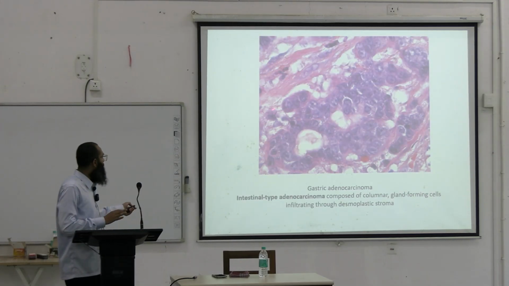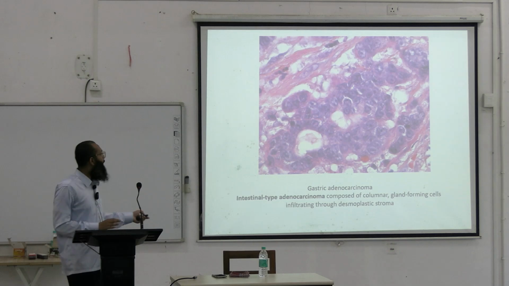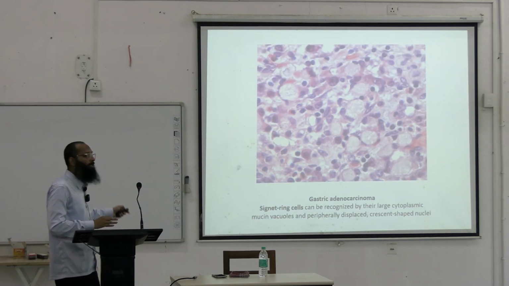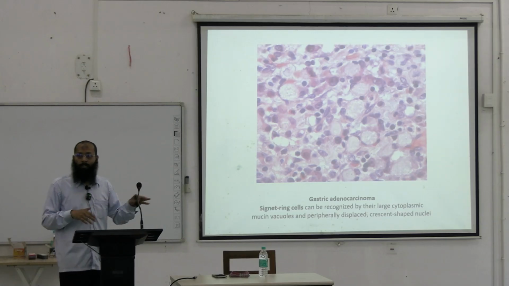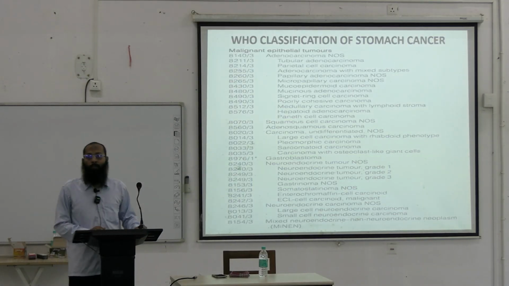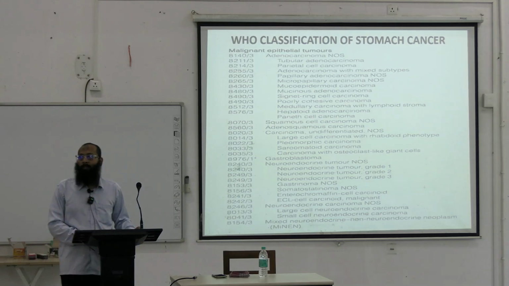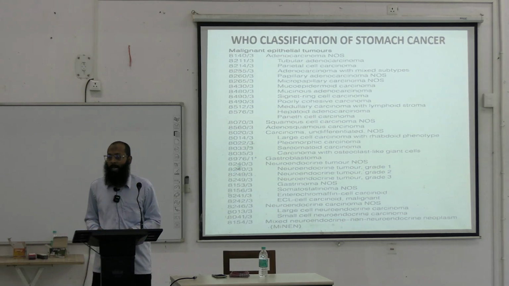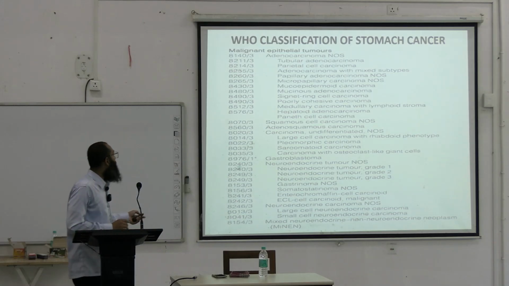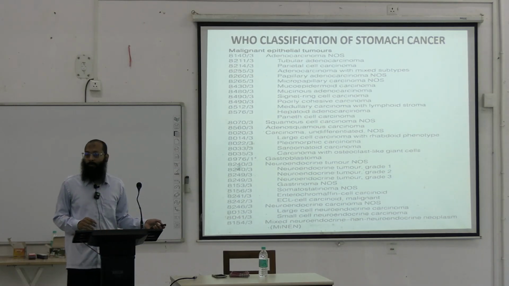This is of intestinal type. You can see the glands here. And this is the diffuse type. There are no glands. The tumor cells are infiltrating diffusely without formation of any glands. Now this is the WHO classification, the third classification, and this is the most recent classification. I am giving you the 5th edition of the WHO classification.